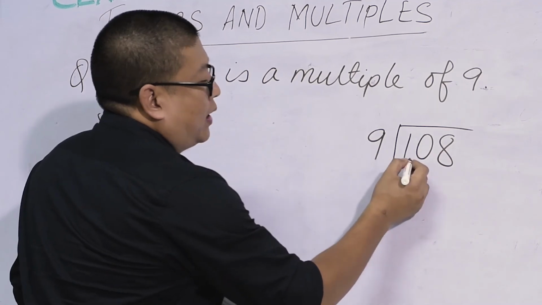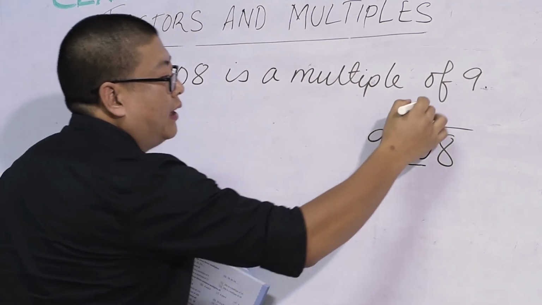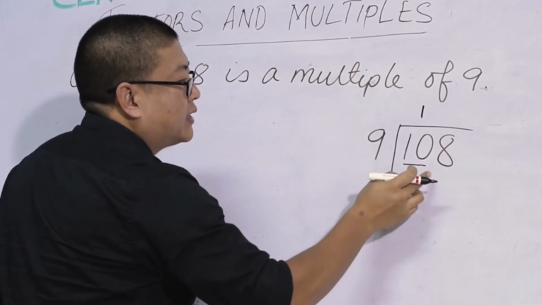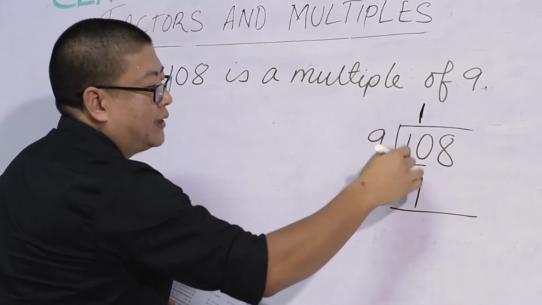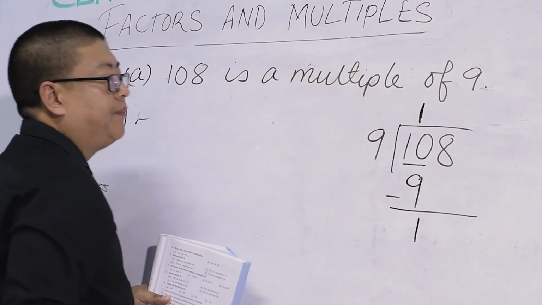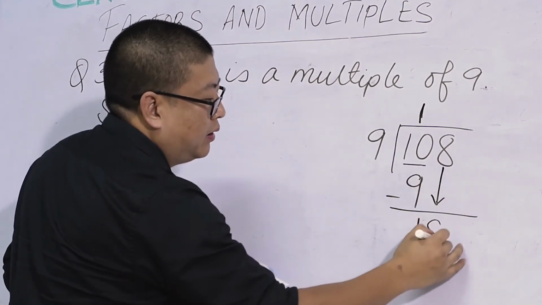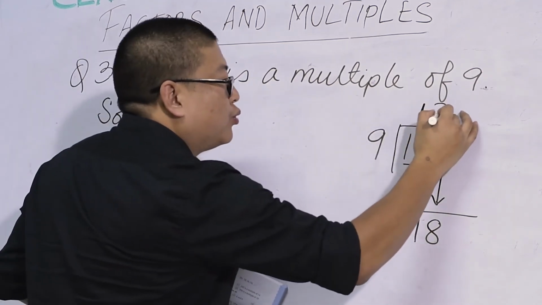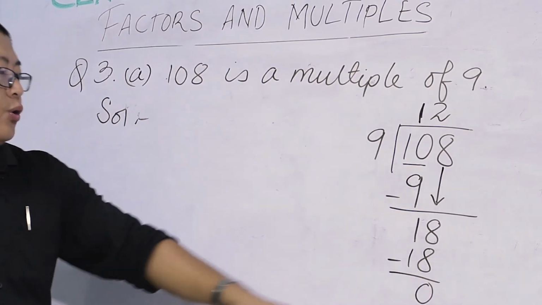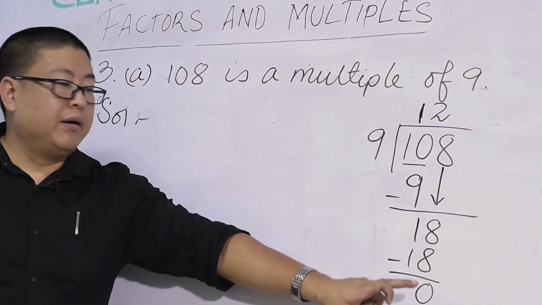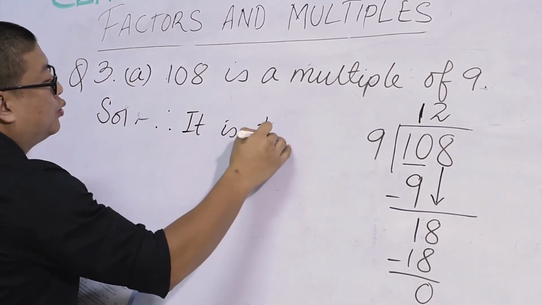Now this 9 and 1 you cannot divide, so you're going to take these two. So you're going to divide 9 and 10. The nearest number will be 9 into 1 is 9. Subtract this, 10 minus 9 is 1. Now 1 again you cannot continue, so you have to bring this down, 8. 9 into 2 is 18. When you subtract, you get 0. So remainder is 0, okay? Remainder is 0, therefore it is true.